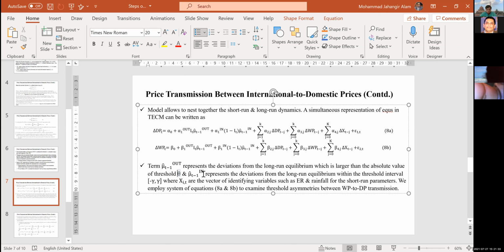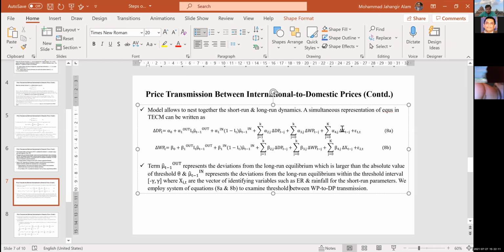And then this represents the deviation from the long-run equilibrium within the threshold interval. I already explained that, within the interval and beyond that interval. And this X_it is the vector of identifying variables, such as what I already said, the exchange rate and rainfall for the short-run parameters. And then we employ a system of equations to examine the threshold. If it is asymmetric, then asymmetric, but not yet asymmetric here, between the world price transmission to the domestic price, right?